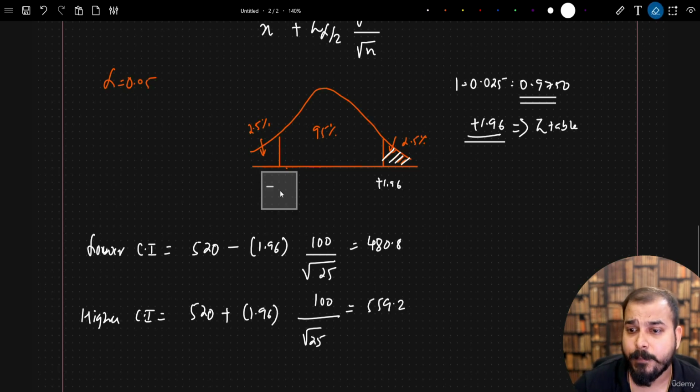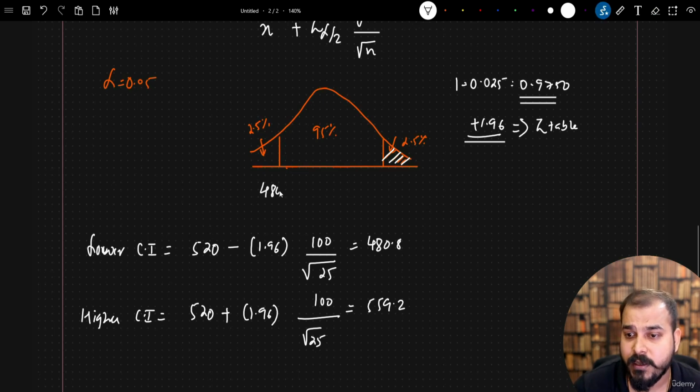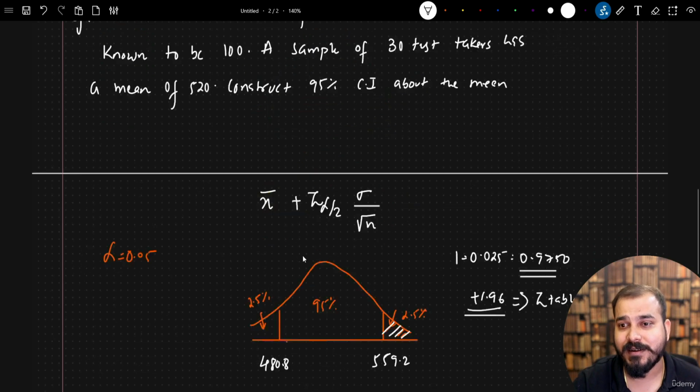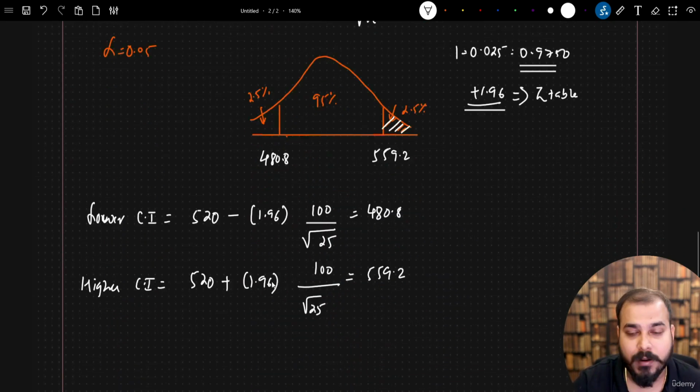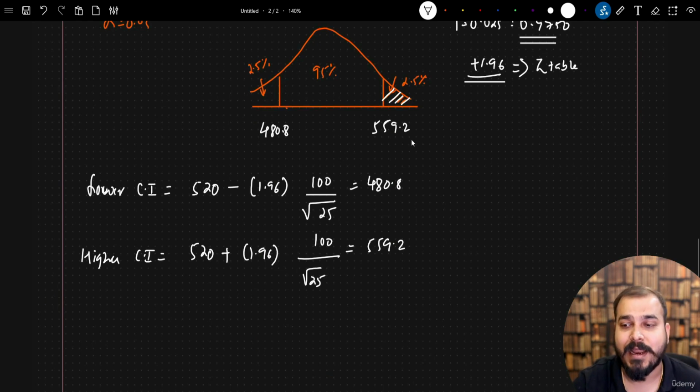Now this is saying that my confidence interval lies between these two values, 480.8 and 559.2, right? So the final assumption that I can make is that I am 95% confident that the average CAT exam score will lie between 480.8 and 559.2, because this is the confidence interval. This is what we are deciding. If my value is within this confidence interval and in this region, then we are going to accept the null hypothesis. If it is away, I'm going to reject the null hypothesis, right?